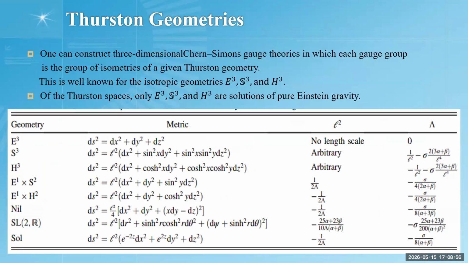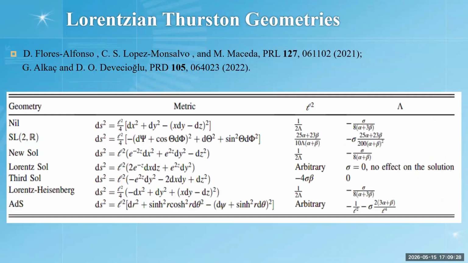But one can construct a 3-dimensional Chern-Simons gauge theory in which each gauge group is the group of isometries of a given Thurston geometry. And then, as I mentioned already, these are the isotropic geometries. This 3 space is the solution of pure Einstein gravity, but the others are not Einstein. And then the local metrics are known like this. But the interesting question is the following.